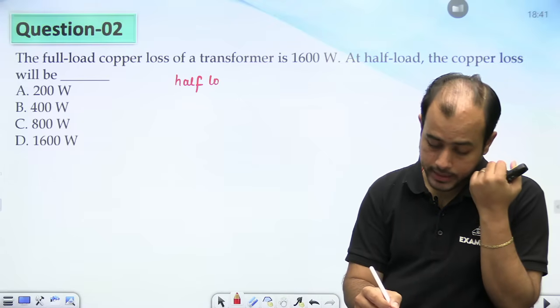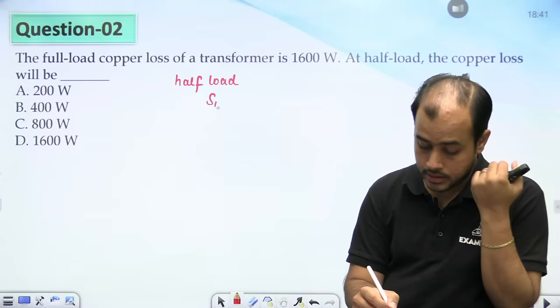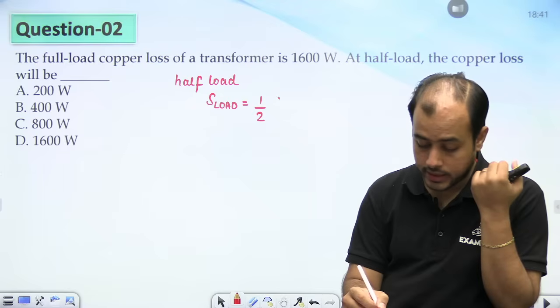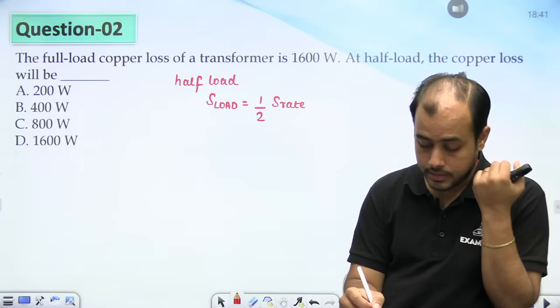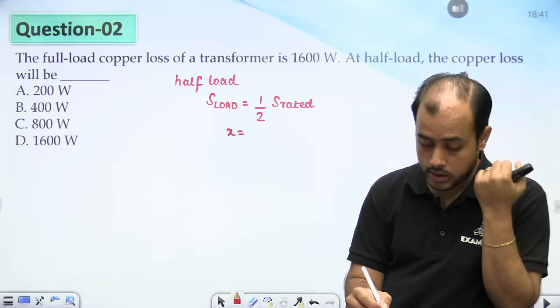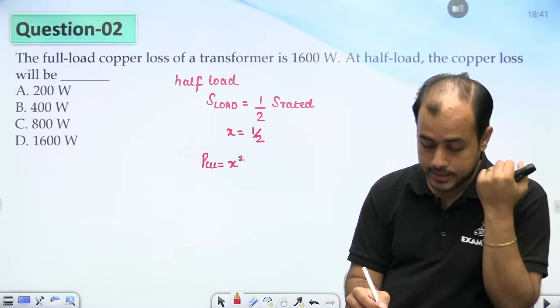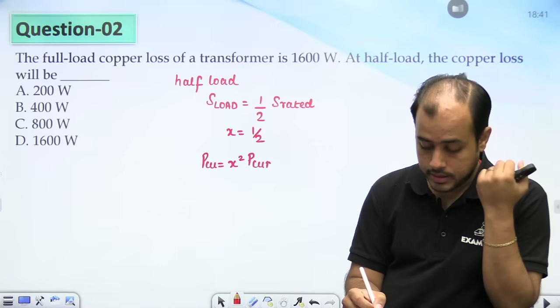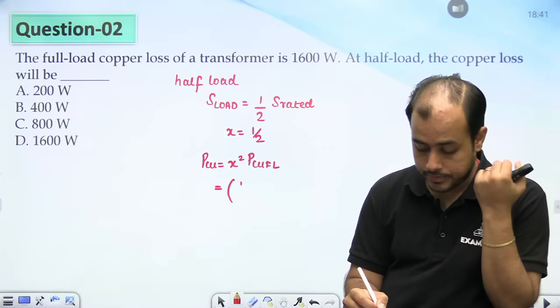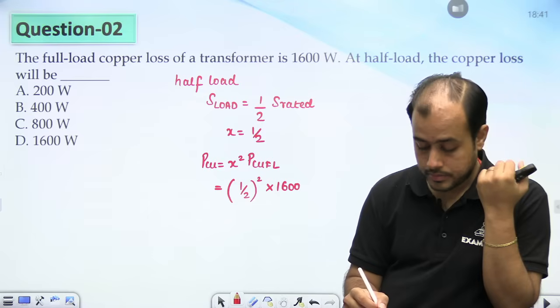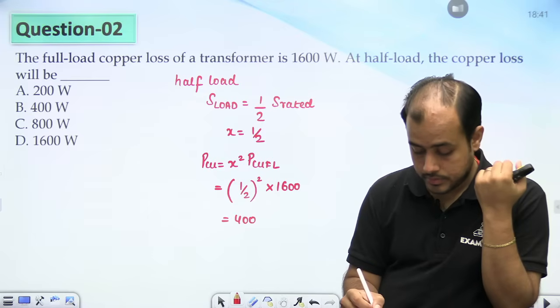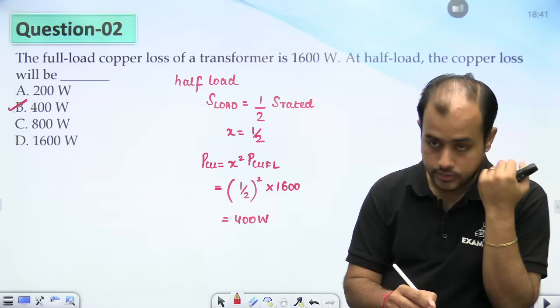So half load means beta that the load power is half of the rated. So X will be equal to half. Now PCU is X square PCU/FL. $400 watt.